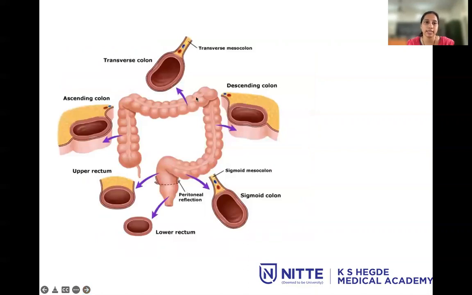So here you can see ascending colon and descending colon are retroperitoneal. They are behind the peritoneum, whereas the transverse colon, the upper rectum, and sigmoid colon are intraperitoneal, and the distal rectum is extraperitoneal.